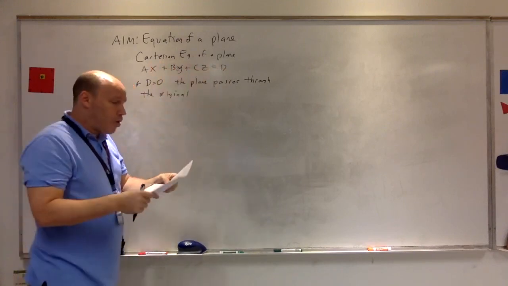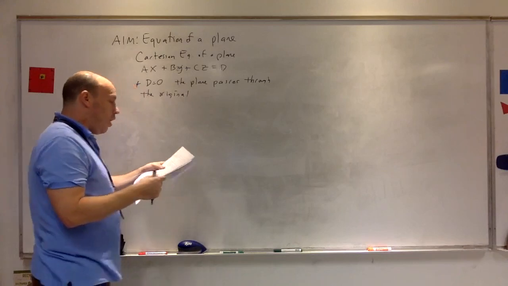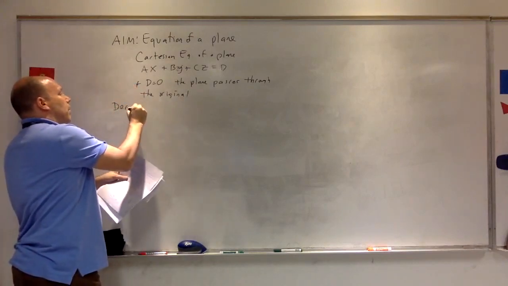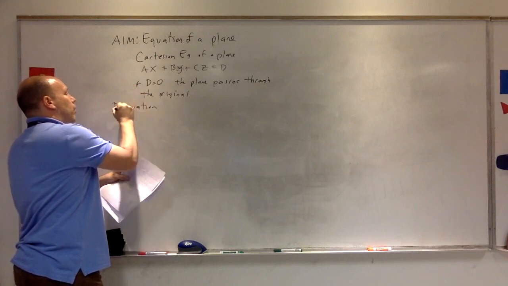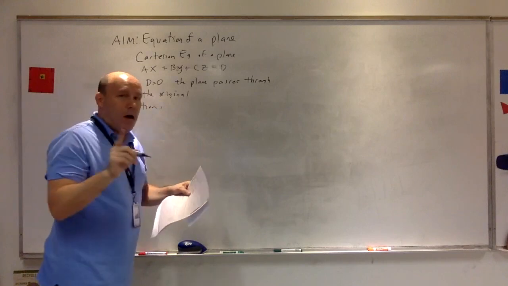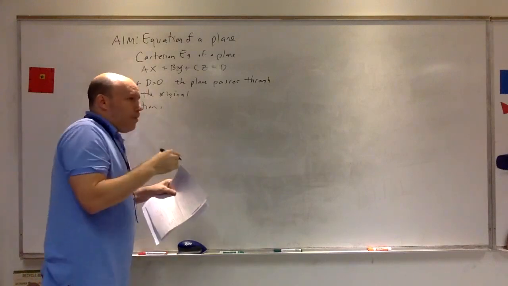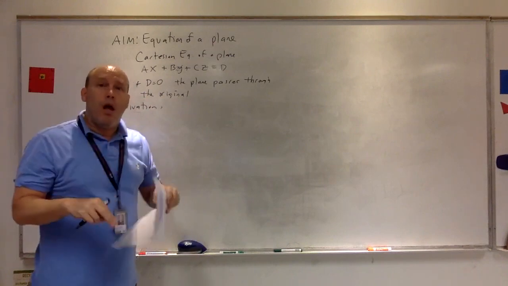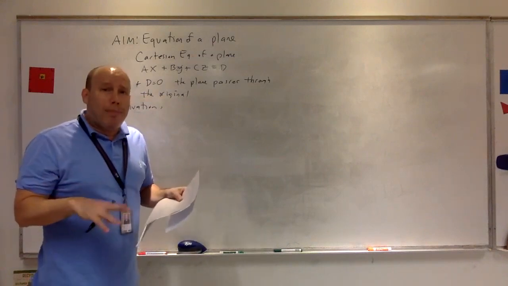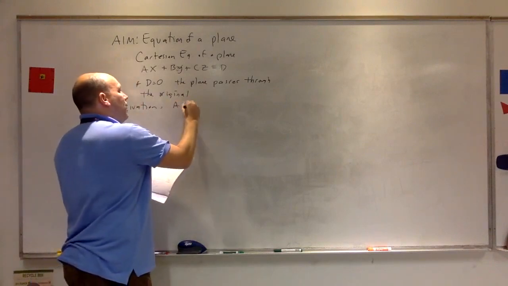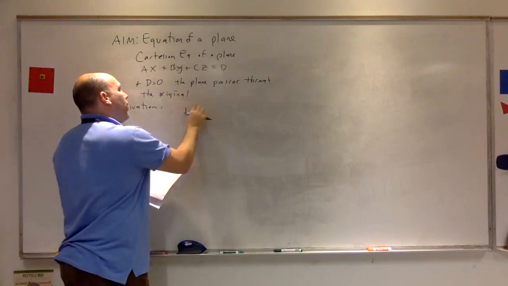Let's see. So we want to talk about the derivation of the formula. How do we get this formula? Well, we're going to start with vectors. So the first thing is we know that a plane, we were looking. What makes a line unique? A line is unique if you have two points. So what makes a plane unique? If you have three points.